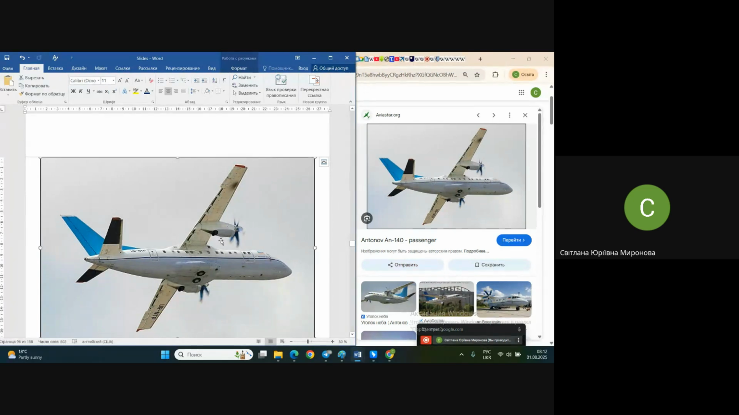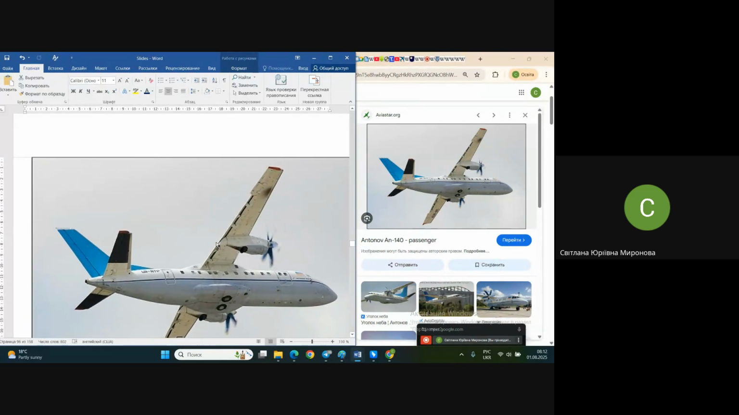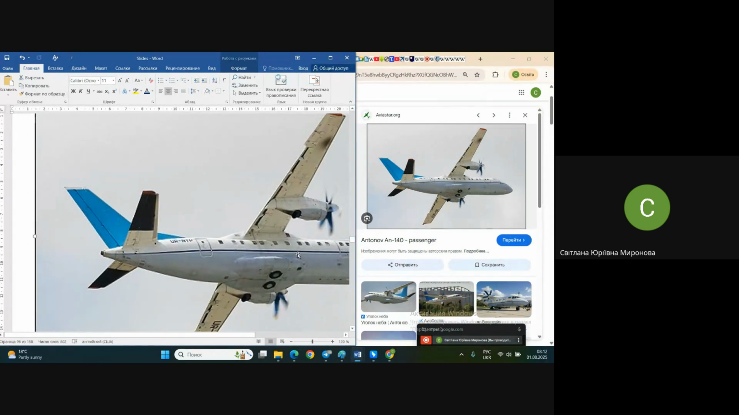Oh, look at this, what a gorgeous one. It has additional elements like cheeks on the face of a child if you watch it from the front. But these cheeks hide the main landing gear legs. And the wheels themselves are visible.